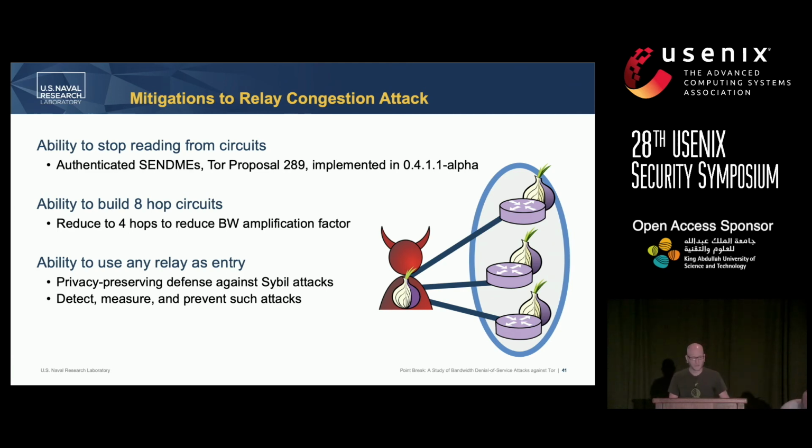So currently, most users build 3-hop circuits. So I'm not suggesting that we reduce it from that. I'm just suggesting what the protocol allows. The protocol will allow you to build 8 hops. But for anonymity reasons, we only really need 3. It's been established in research.